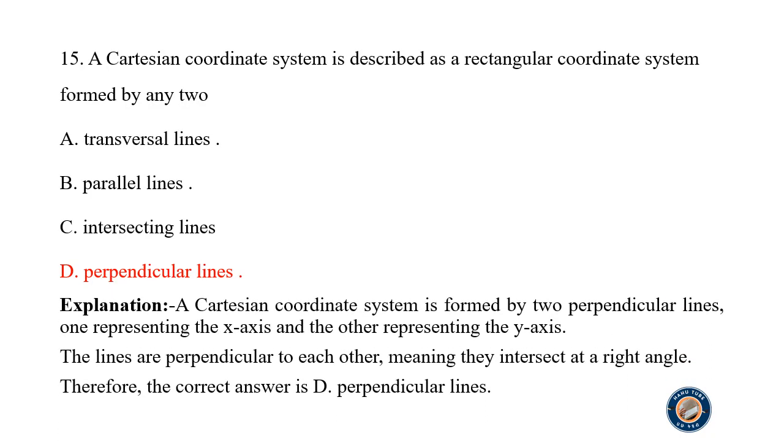A Cartesian coordinate system is formed by two perpendicular lines, one representing the x-axis and the other representing the y-axis. The lines are perpendicular to each other, meaning they intersect at a right angle. Therefore, the correct answer D, or perpendicular line, fits the question.